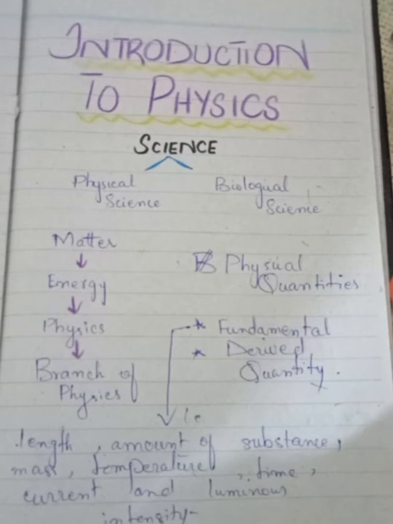Then we have energy. What is energy? Energy is basically the ability to do work. There are many different uses of energy in our daily life, like if we are walking, working, doing exercise, these all consume energy. So the ability to do work is called energy.